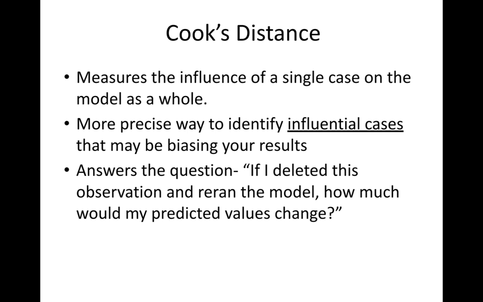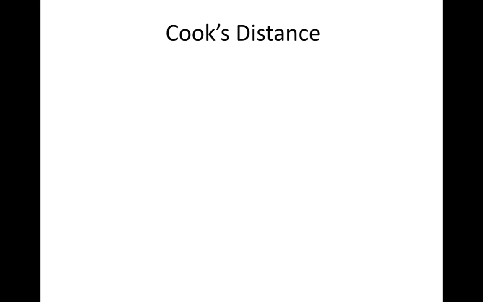So what Cook's distance is, conceptually, in words: if I deleted this one observation from my model and then reran the results, by how much would my predicted values change? Would my estimates change? That's the question. So if I have 100 data points in my sample, 100 albums, and I deleted one of those albums, how much would my predicted values change?